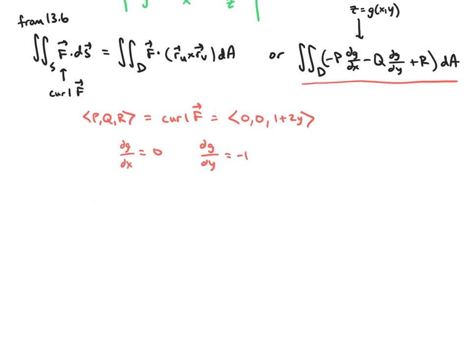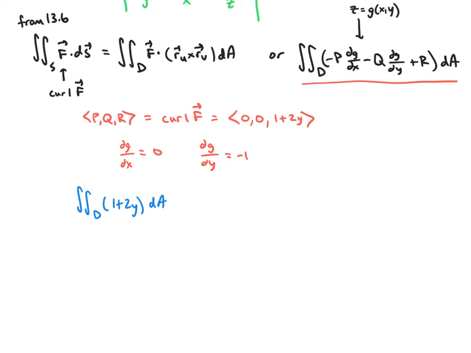So what we have then, if we utilize this equation right here, is negative P, which is 0, because we just said that here, times the partial of g with respect to x, that's 0, minus Q, which is 0, times the partial of g with respect to y, which is -1, and then plus R. So this double integral, because of all these zeros, is really the double integral over D of just what R was. It's just 1 plus 2y because of all the zeros. P is 0, Q is 0, dg/dx is 0.